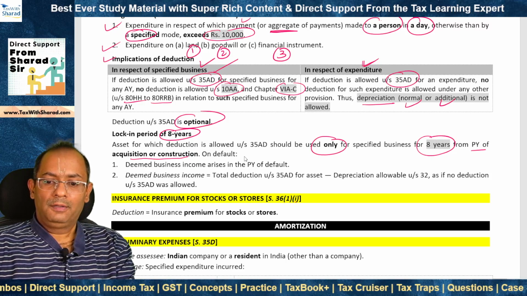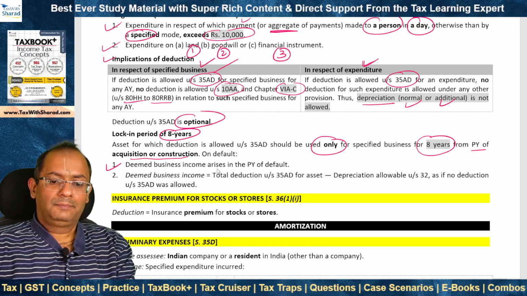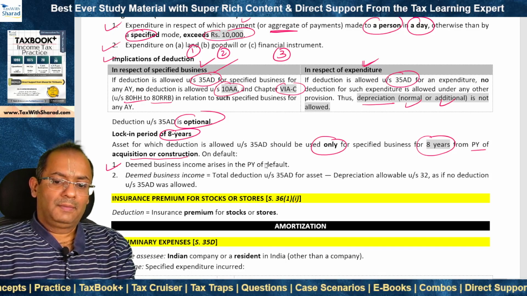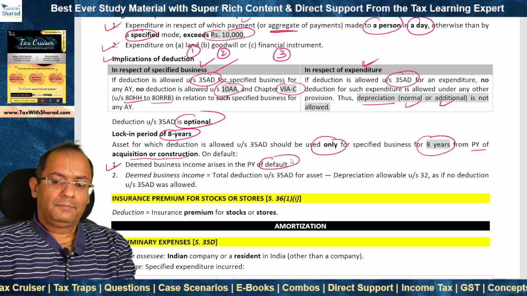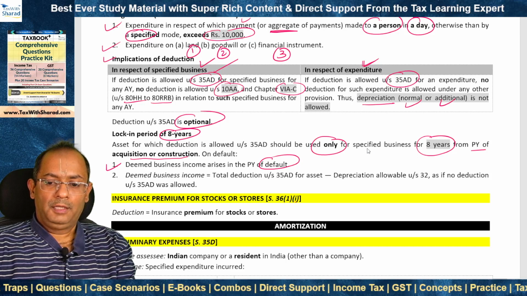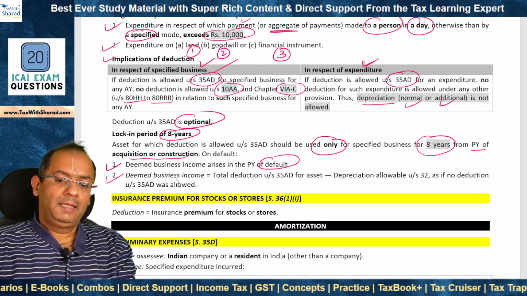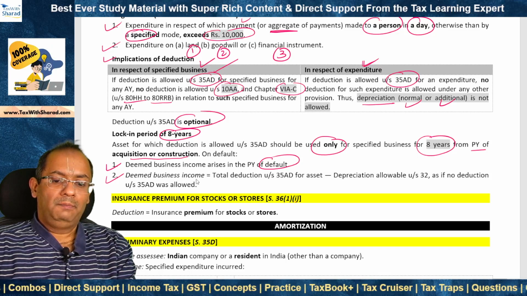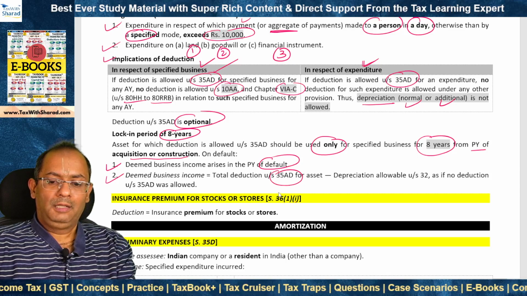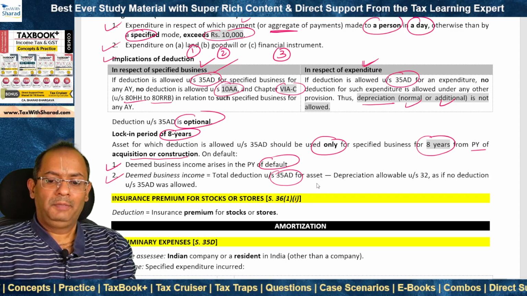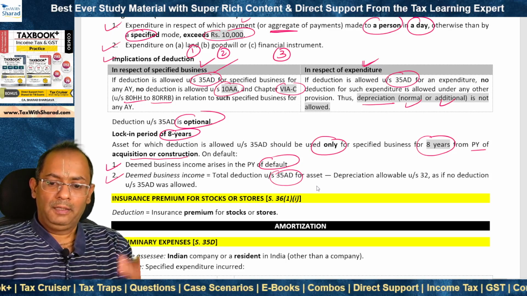What if there is a default? If there is a default, deemed business income arises in the previous year of default. That means in the year in which the use is for a non-specified business within the 8-year lock-in period. And in such case, the amount of deemed business income that is taxable is the total deduction under section 35AD which has been allowed for the asset. That means 35AD deduction which was allowed is now completely reversed.